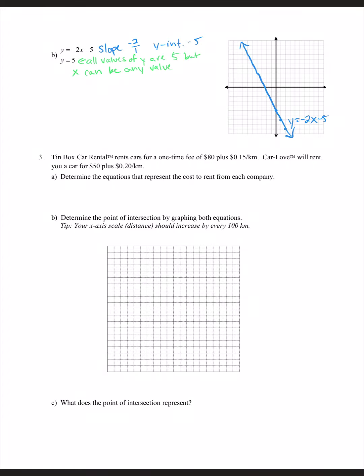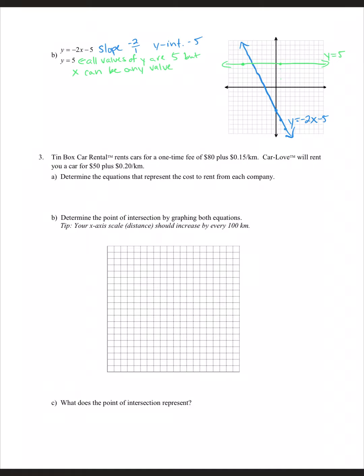So what I mean by that is, let's just throw any value out there for x. Let's say that x is 1. Well, y is going to be 5. 1, 2, 3, 4. Okay, and let's say that x is -7. 1, 2, 3, 4, 5, 6, 7. Okay, y is still going to be 5. So no matter what x value we have, y is 5. So you can hopefully see that that is going to create a horizontal line. So y equals 5, if we remember from last year, is simply a horizontal line.